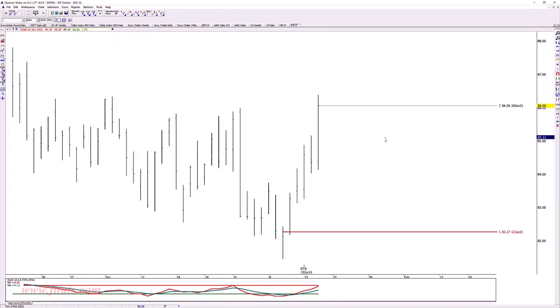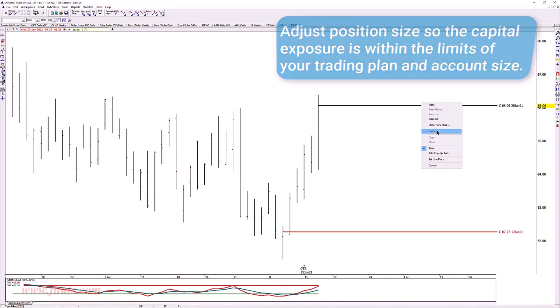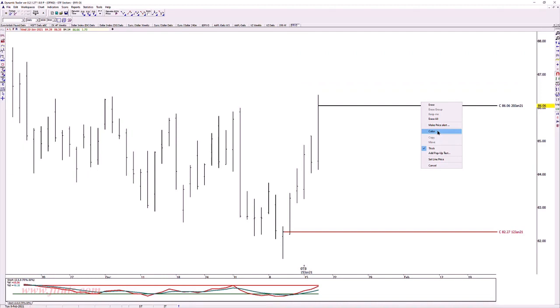So some people might say entry is too far from where the stop is. Just adjust your position size. Take a smaller position. It's that simple. You can adjust position size so your capital exposure is acceptable for your trading plan and with the parameters of your trading plan. Now, the last section of the course, we'll take a little bit more of a look at position size, that sort of thing.